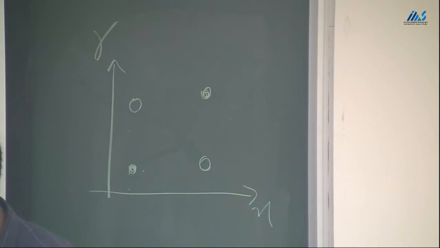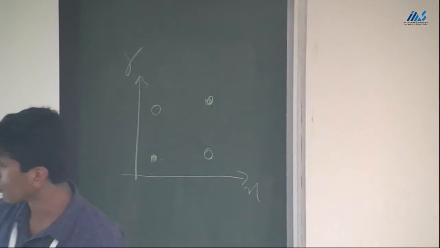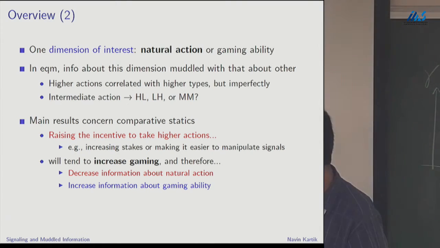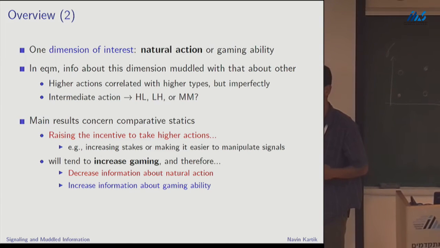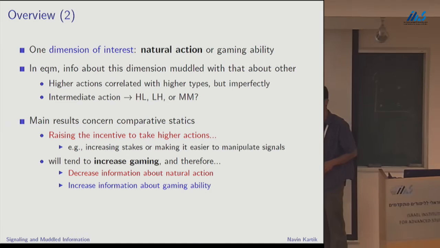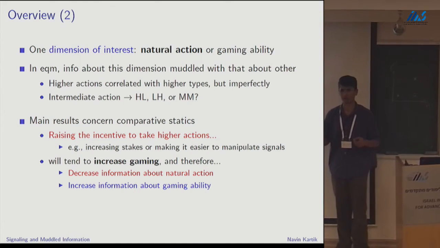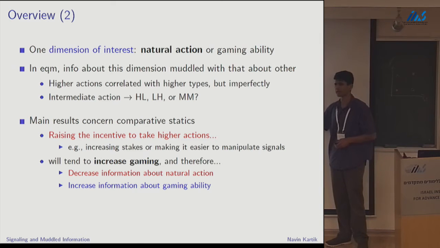Okay. So the main technical thing that I'm going to try and convey is a certain kind of comparative static. The comparative static that we're going to be after is the following. If we raise the incentive to take higher actions, in a certain sense, so this could be either because you increase the stakes in signaling, people just care more about signaling relative to the costs, or you could think about this as making it easier to manipulate signals, which is effectively formally going to be like reducing costs, then this will tend to increase the amount of gaming or the amount of distortion from the natural behavior. And therefore, this will decrease the amount of information in equilibrium about natural actions, while at the same time increasing information about gaming ability.